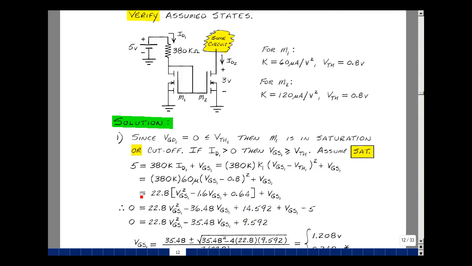Got this term, and let's bring the 5 to the other side of the equation. Let's combine terms. Got this first term, and I've got this multiplying the gate source of 1, but I've got another 1 plus 1 over here. Add that, so it's going to decrease the magnitude of this by 1. Minus 35.48, gate source of 1, and then this number minus 5 is 9.592.